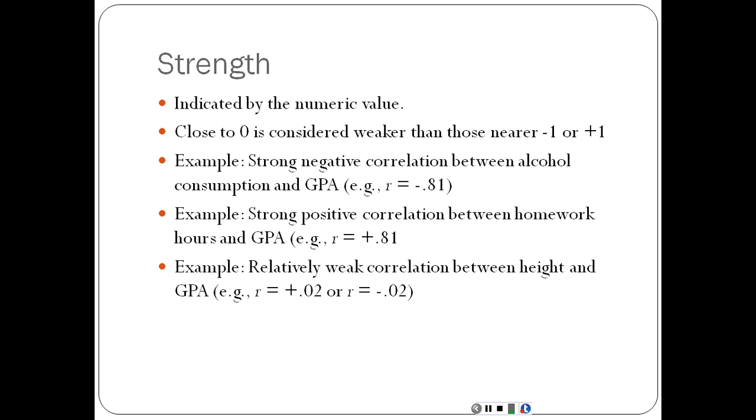Now remember, notice I keep saying relationship. So in correlation, we're only looking at the relationship between two variables. We are not looking at a cause and effect. One variable is not influencing the other in a correlation study. We are only looking to see if there is a relationship between the two, not a cause and effect.